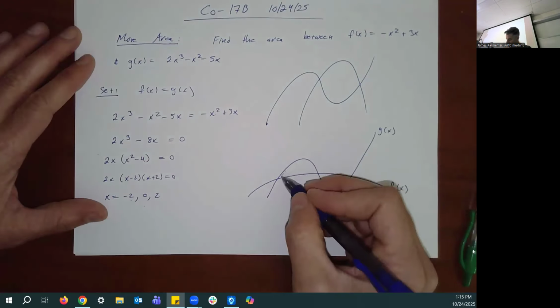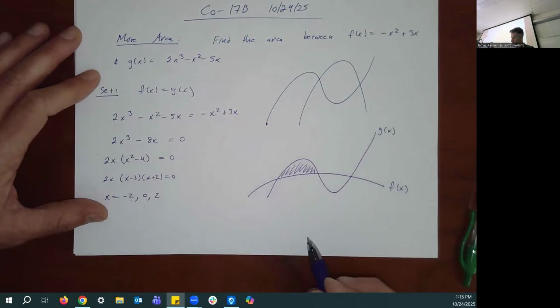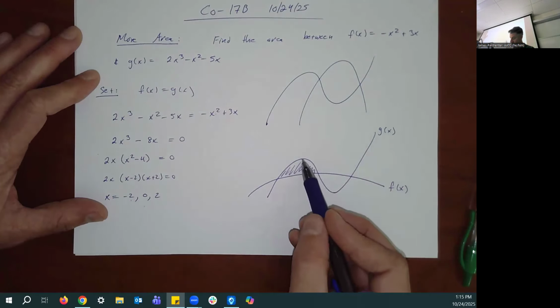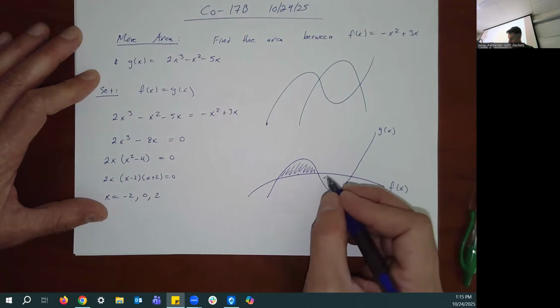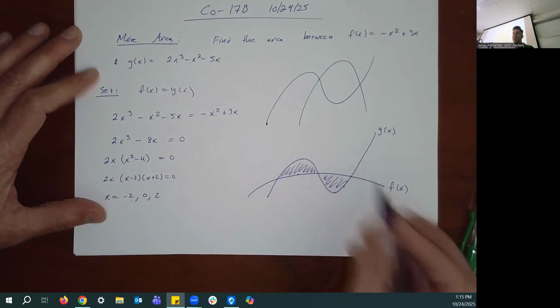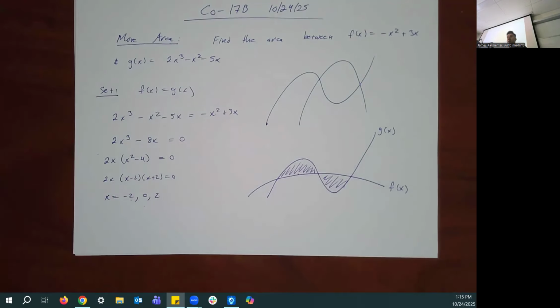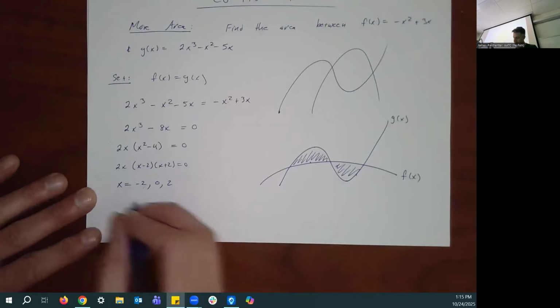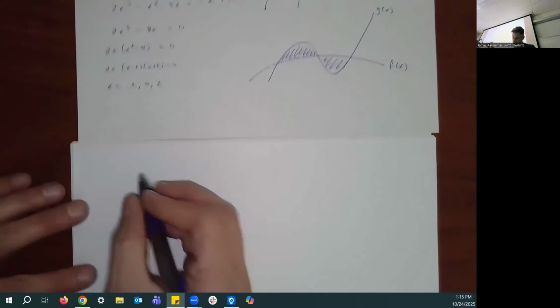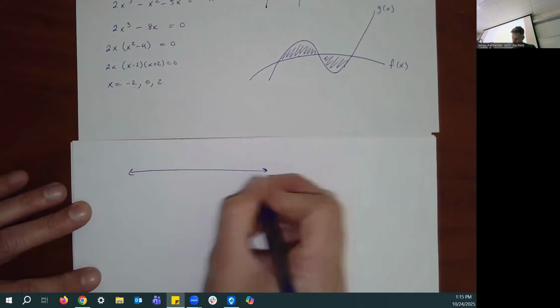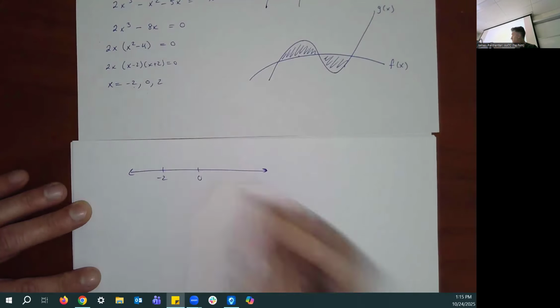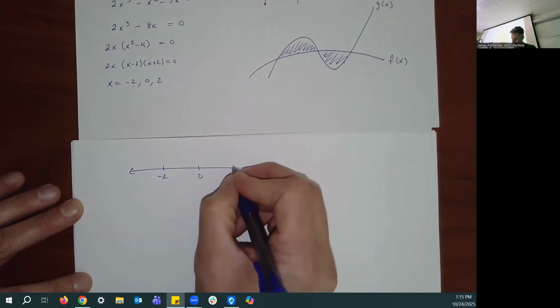To find this area, you're going to have to do g minus f, and to find this area, you're going to have to do the integral of f minus g. How do you tell which function's on top? You test a point, or you draw it, but again, I'm trying to avoid drawing it here. Essentially, from -2 to 0, we're curious which function's bigger, and from 0 to 2, we're curious which function's bigger.